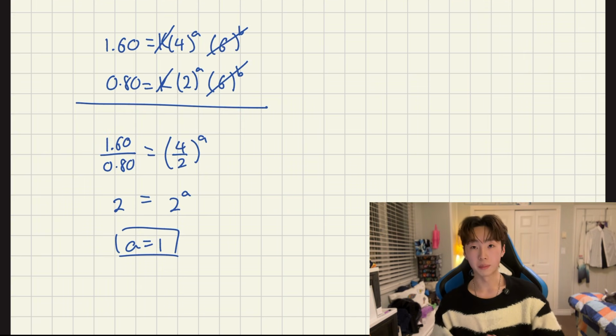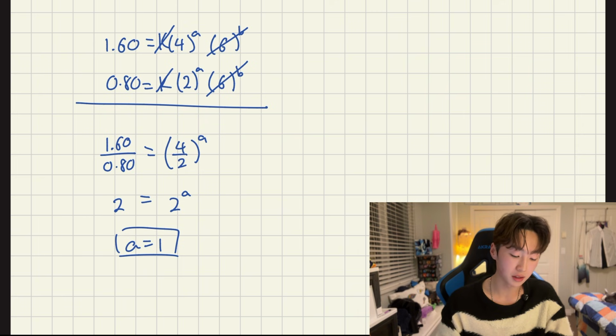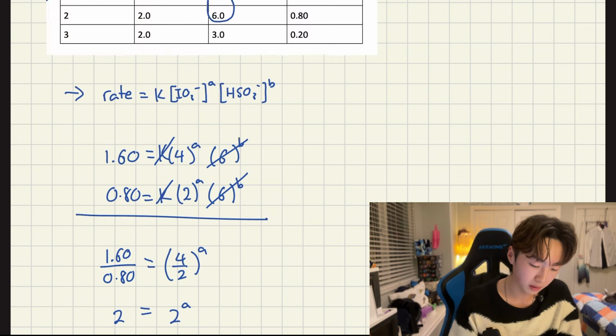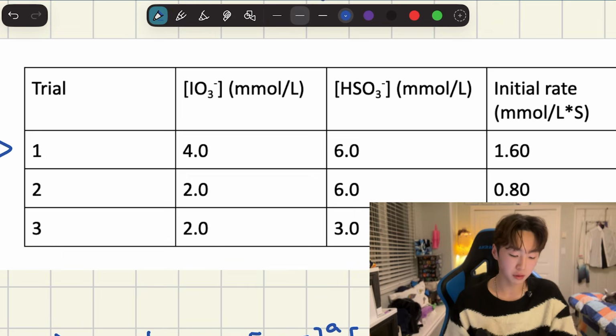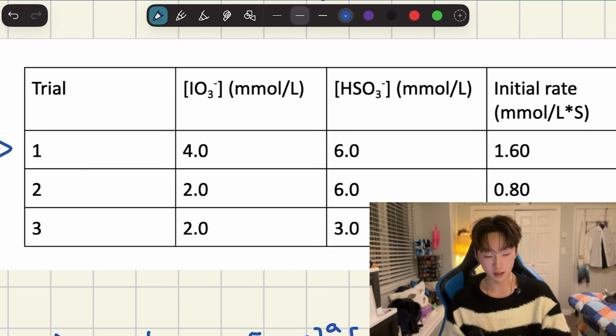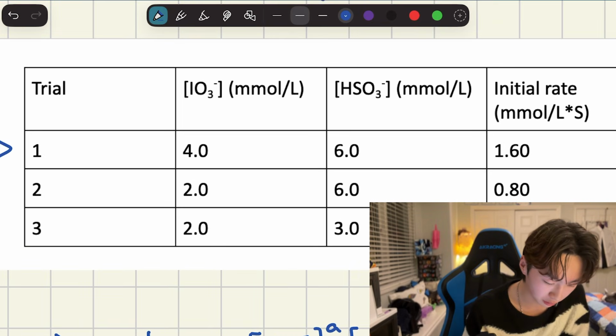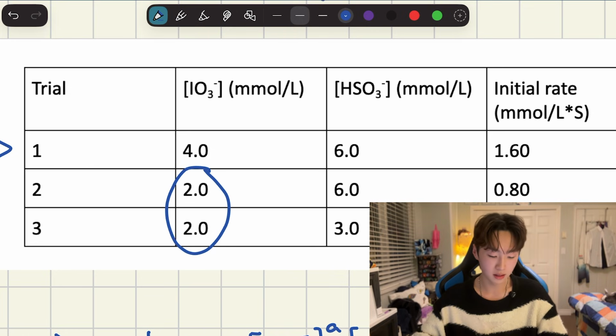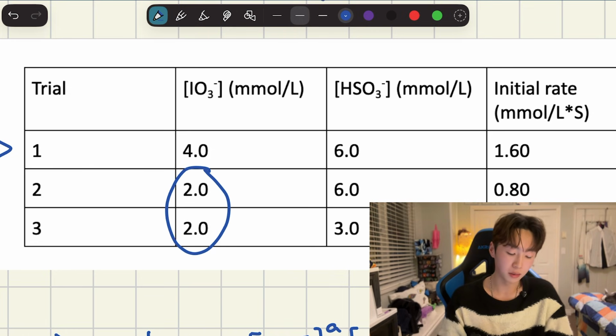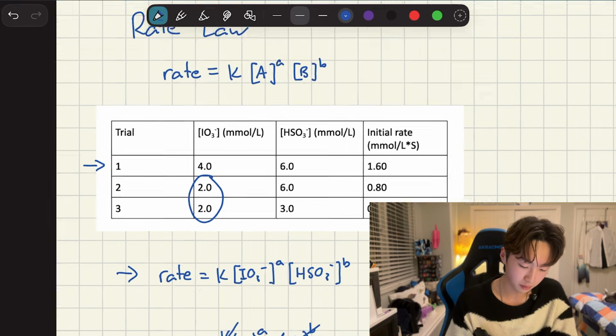Okay, so that's the first step. Now we have to solve for B, and then we can solve for K. So let's solve for B. Let's go back to our table here. Let's look for two trials where the other concentration is constant. So we look at trial 2 and 3, we can see that the concentration of IO3 minus is constant, whereas the other one changes. So let's use this.